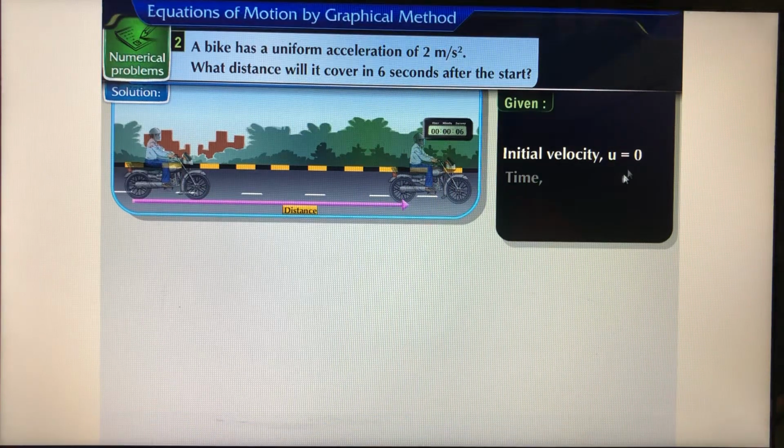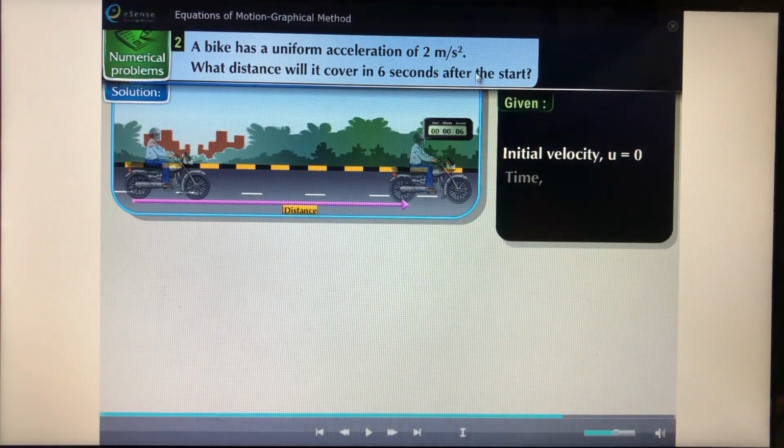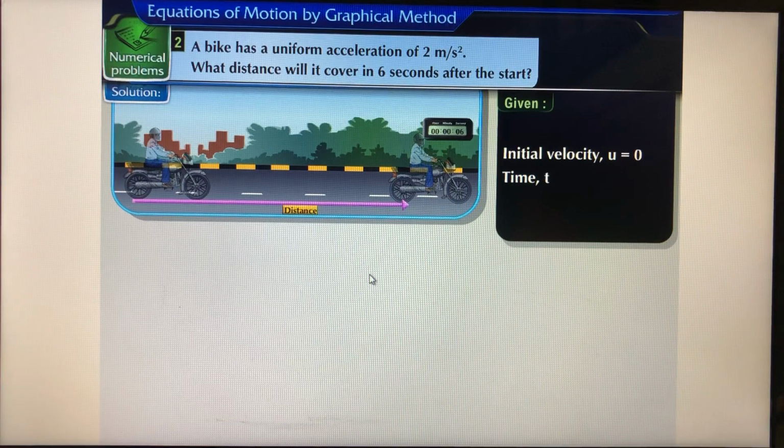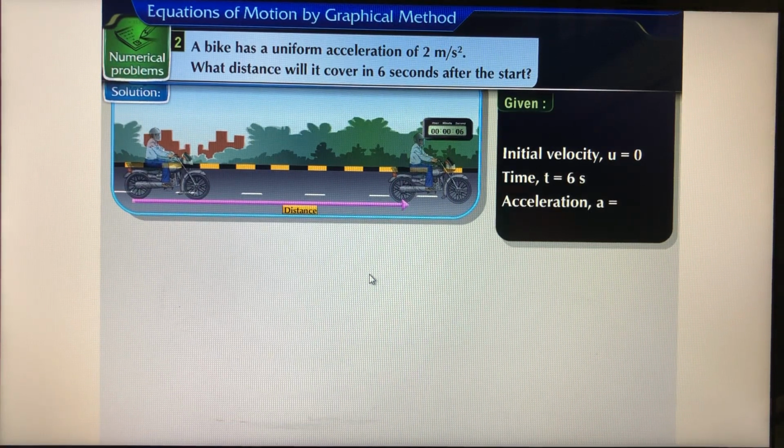Actually it is from after the start. After the start means the initial velocity is 0. That's why after the start u is equal to 0. Time t is equal to 6 seconds. Acceleration a is equal to 2 meters per second square.